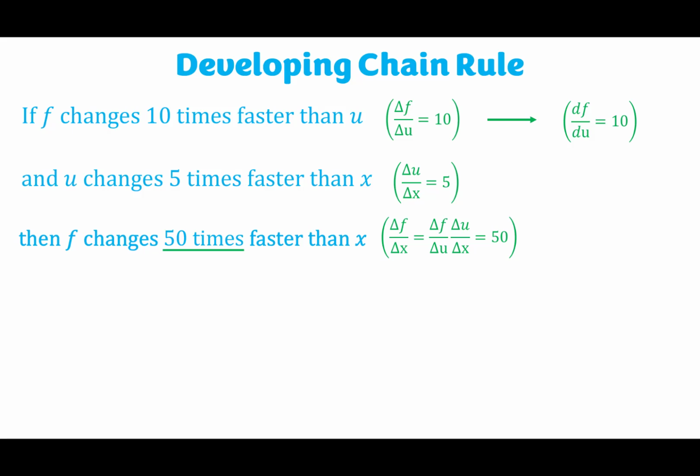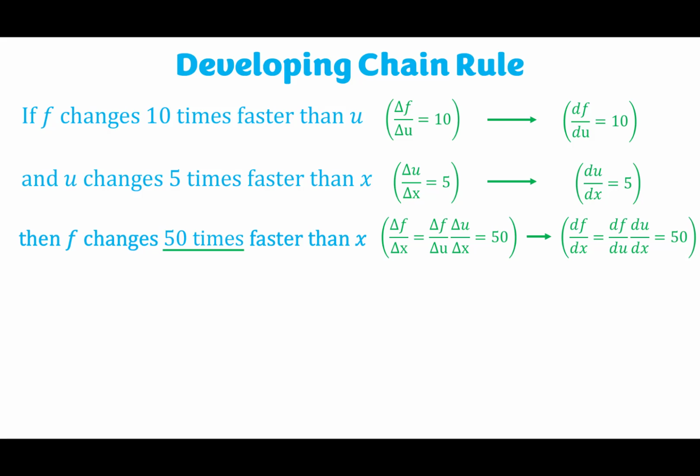Instead of change of f divided by change of u, we can think about the instantaneous rate of change of f with respect to u, and that'd be 10. And likewise with the instantaneous rate of change of u with respect to x. And what we solved for, we can think about as the instantaneous rate of change of f with respect to x. Now it's the product of those two rates of change, which gave us 50. Alright, so that's the bit of intuitive part that we'll use in a moment when developing the chain rule.